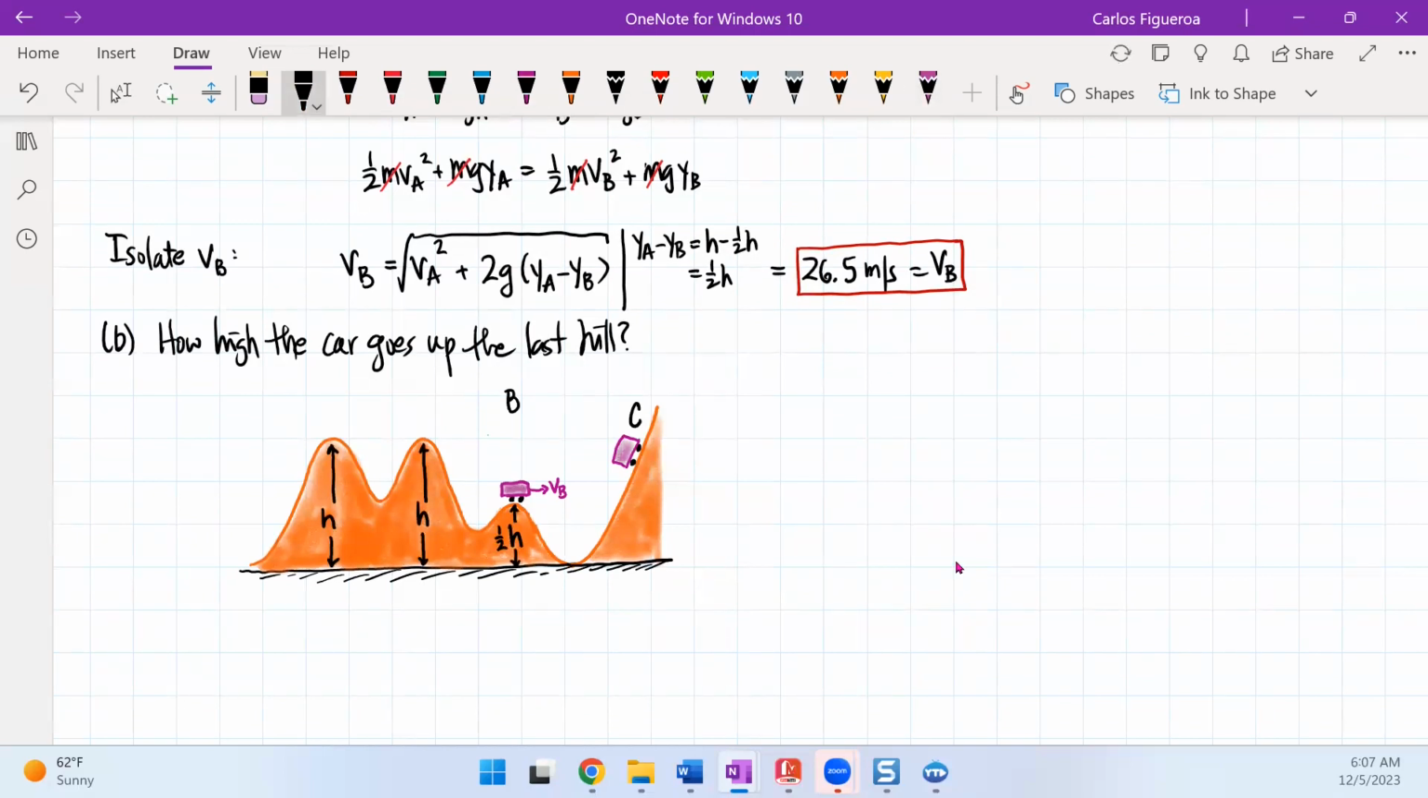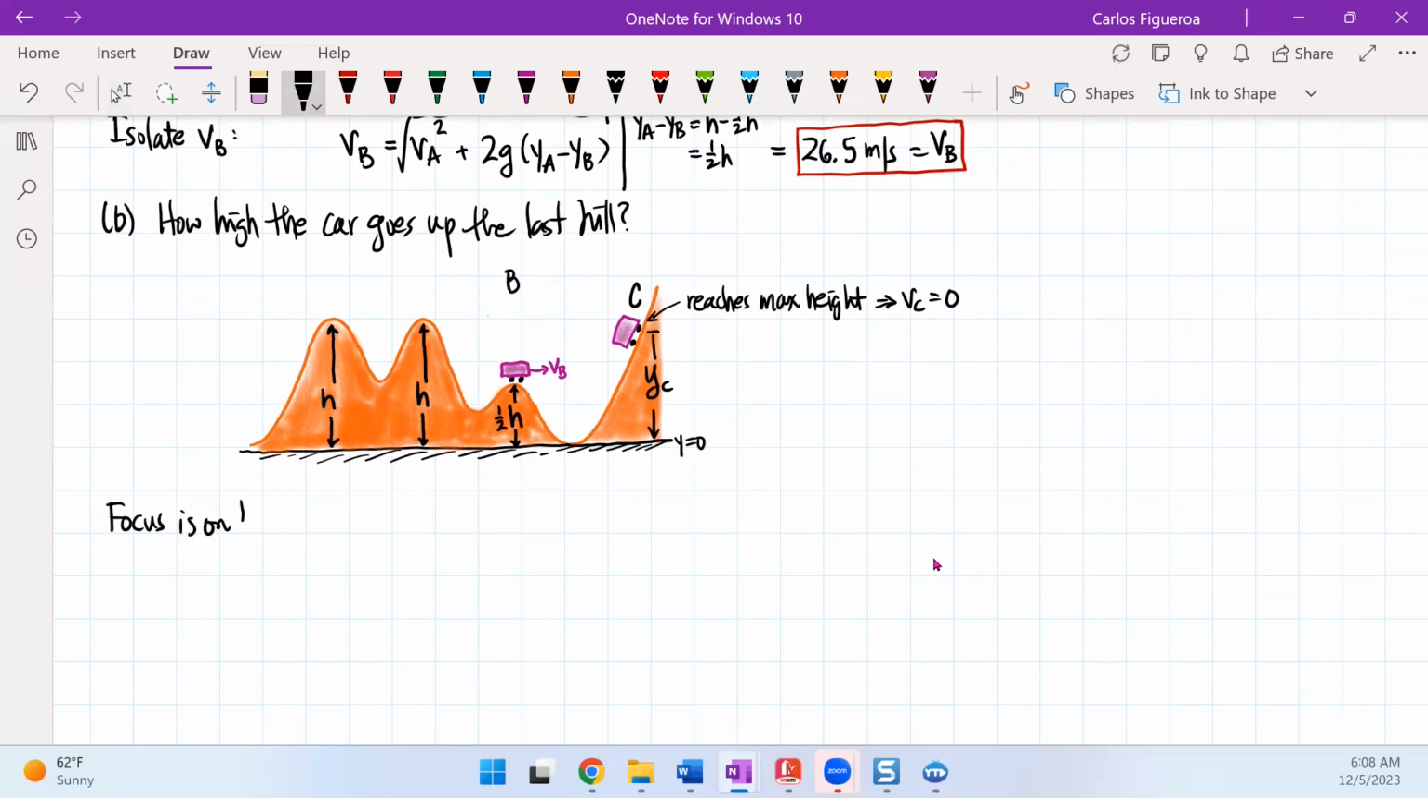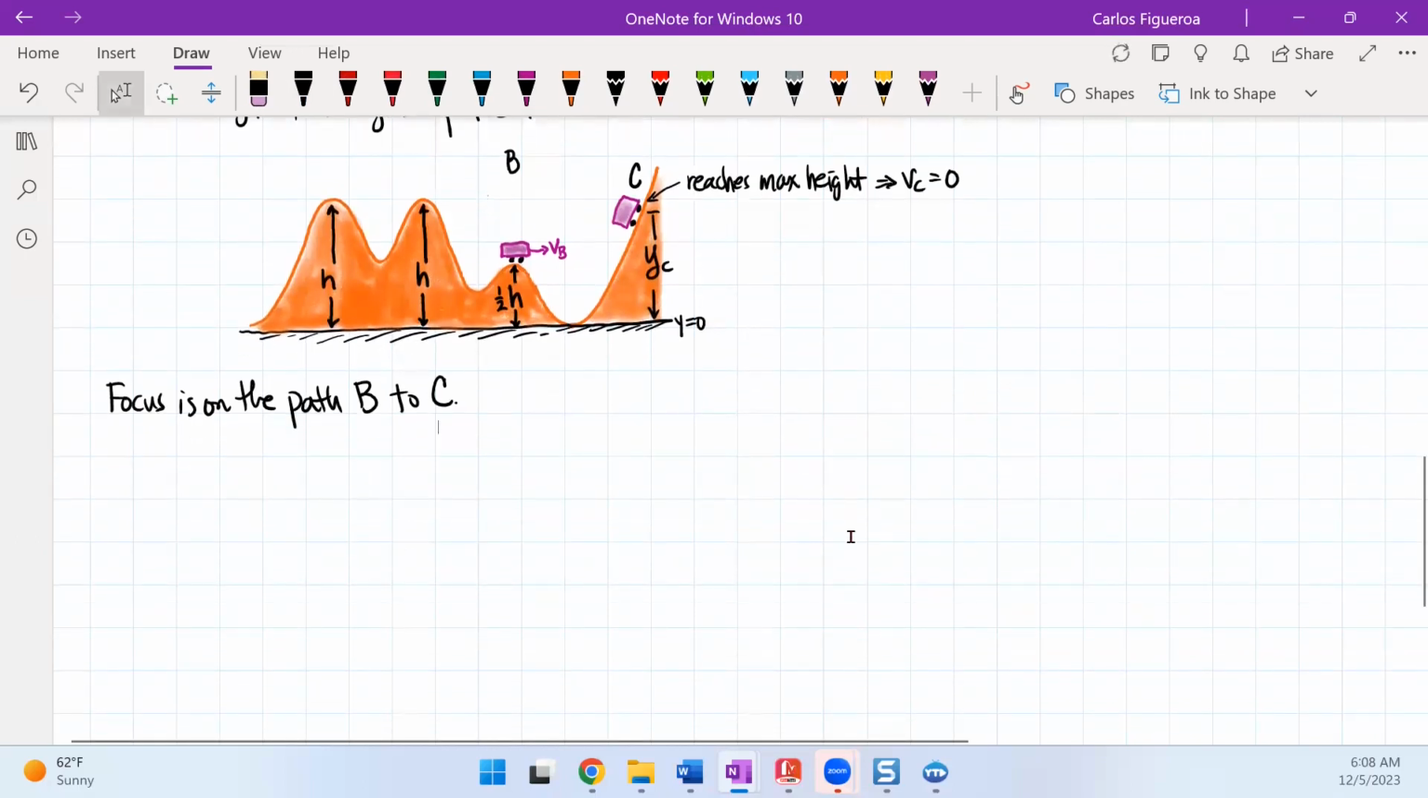And we know that at this point, the cart reaches max height, which implies that the speed at VC is equal to 0. So that means its maximum height will be this YC relative to the ground. Now we want to focus on the path B to C. So our bar diagram reads something like this.